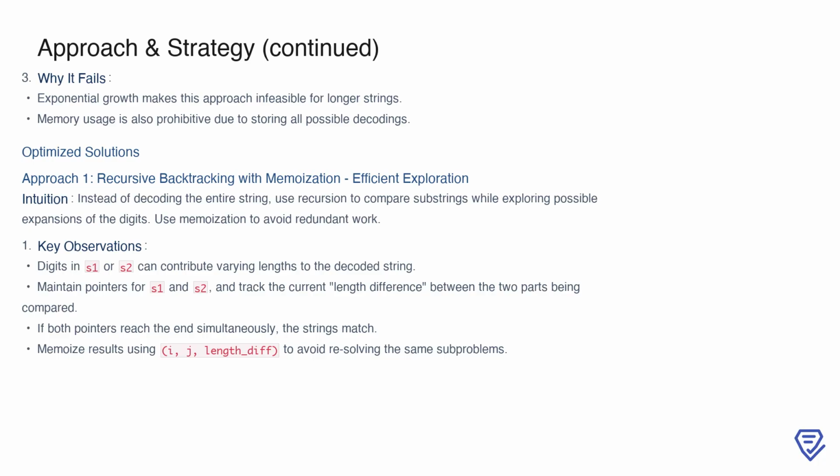The base condition for our recursion is simple: if both pointers reach the end of their respective strings simultaneously, this indicates a match. To speed up the process, we memoize results using a combination of the current indices in both strings and the current length difference, ensuring we don't reprocess the same subproblem.